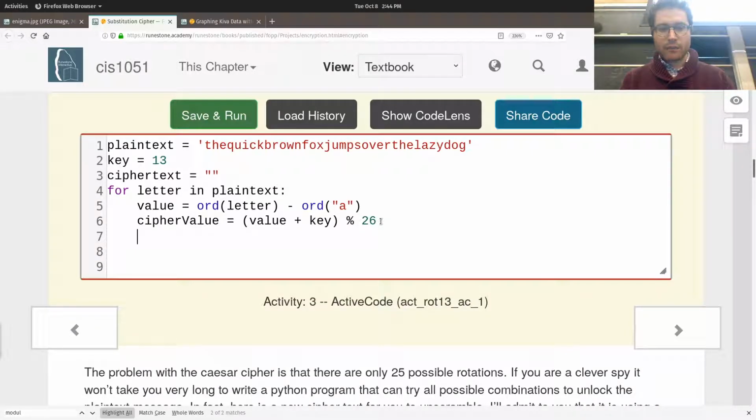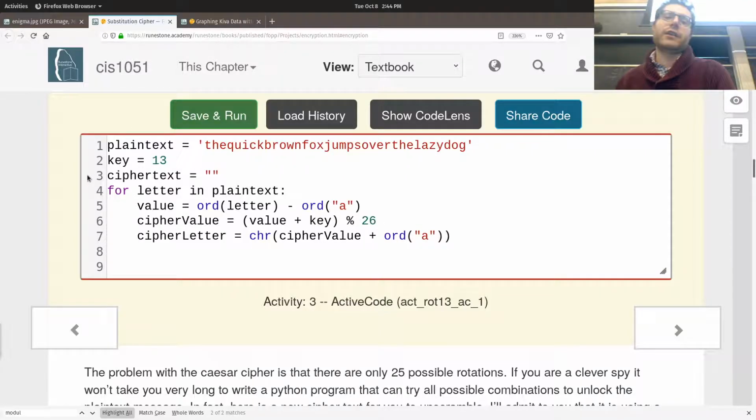And then we need to convert it back to the actual letter. I'll call it cipher letter. It's equal to take the cipher value and add ord of A back in, and then turn it into a character.